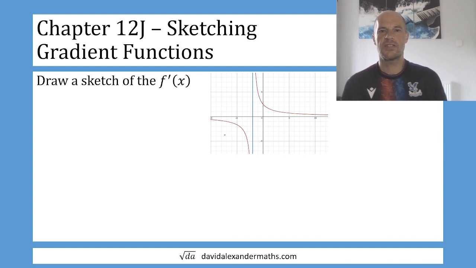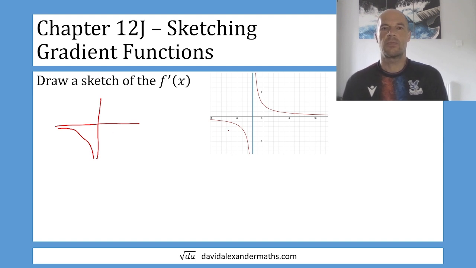If it starts off negative, we need to be underneath the x-axis. If it starts off negative and gets more and more negative, then it's going to look like that. And then as we're going down here, it's going to be really, really negative. It's in fact so negative it's practically vertical. So that is the sketch of the gradient function of the left-hand side.